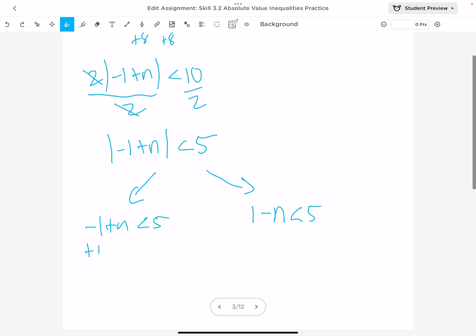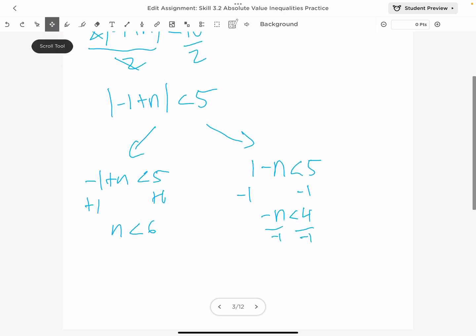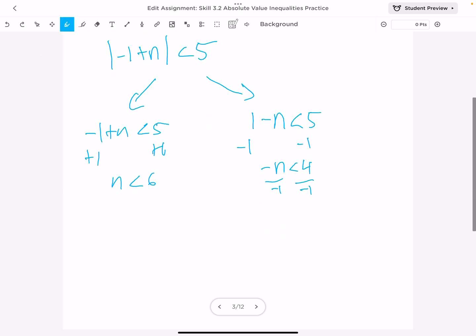So here we just solve plus 1, n is less than 6. Here we do minus 1, so negative n is less than 4. Divide by minus 1, divide by minus 1. Now when you do that, remember to flip the sign. Both we need to flip the sign, greater than, and make our 4 into negative 4.